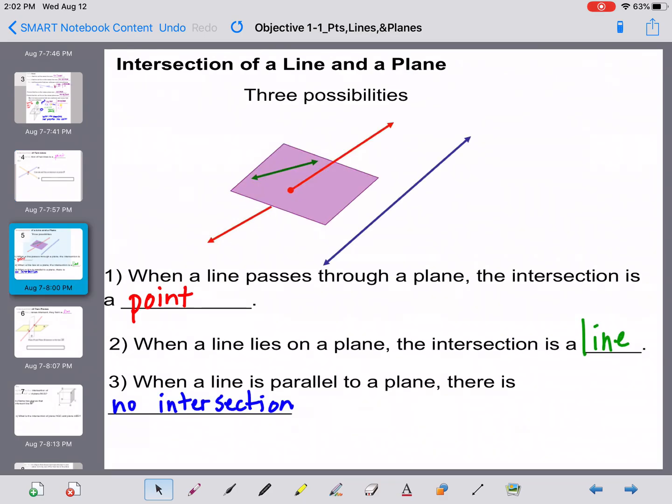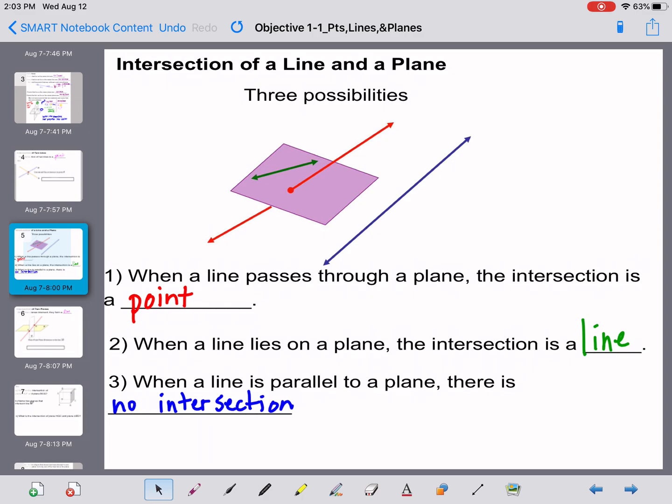The intersection of a line and a plane, you've got 3 possibilities. When a line passes through a plane, the intersection is a point. So if I were to take my pencil and stab it through a piece of paper, that point of intersection would be the hole. All right, that would be the point.